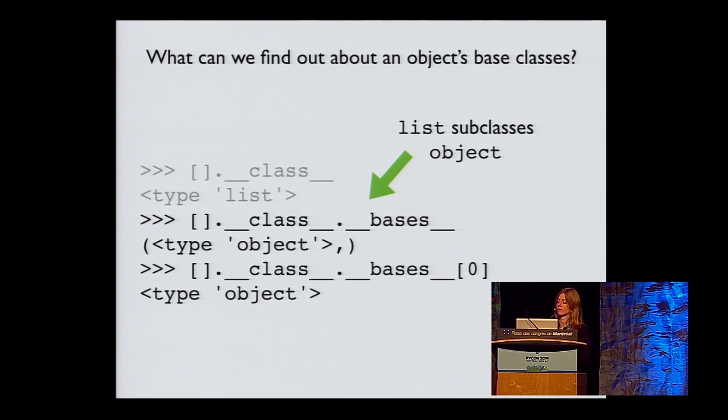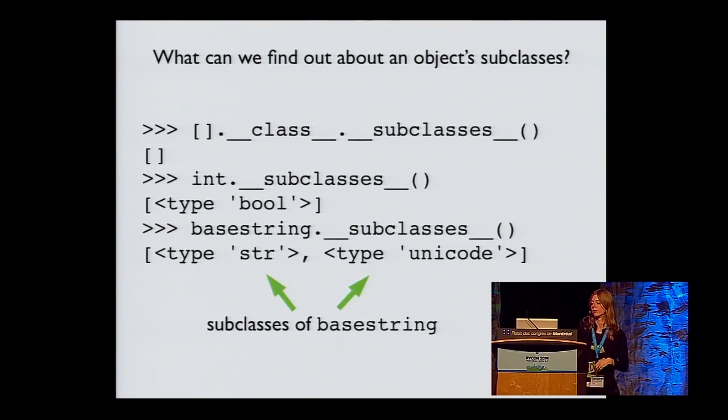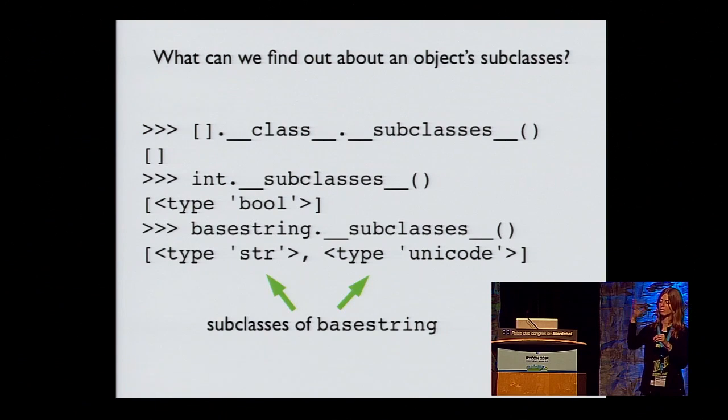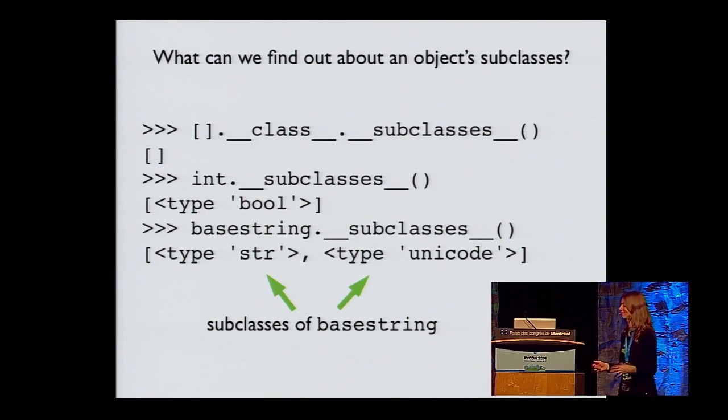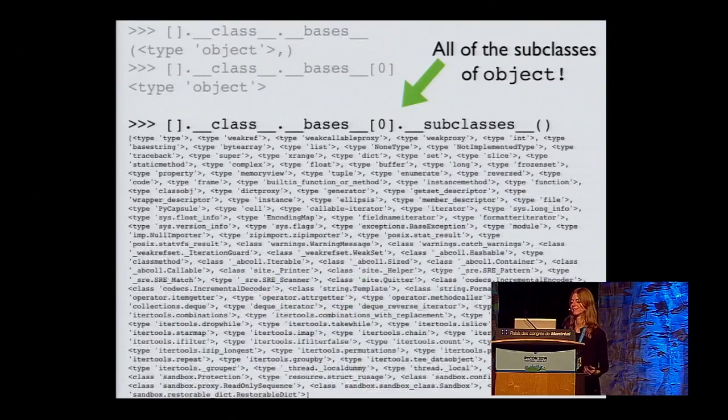But so you can get the base classes of an object. And you can also do the reverse. You can find the subclasses too. So in this case, list doesn't have any subclasses, but int does. So bool is a subclass of int. Str and Unicode both subclass base string. OK, so we can get the base classes of an object, and we can get the subclasses of an object. And the base class of list is object, which everything inherits from, right? What are the subclasses of object? That would be an interesting list of things.